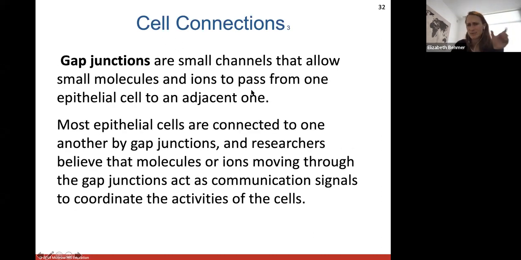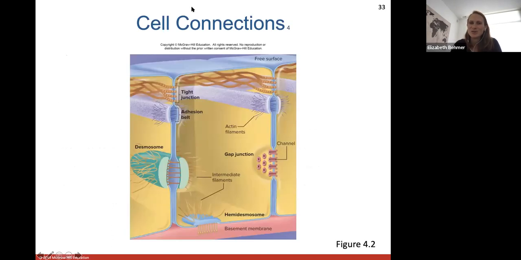Gap junctions are a specialized type of cell connection that are small channels that allow small molecules and ions to pass from one epithelial cell to an adjacent one. And most of your epithelial cells are connected to one another by gap junctions. And researchers have come to believe that molecules and ions moving through these gap junctions act as a communication signal to coordinate activities between those cells.